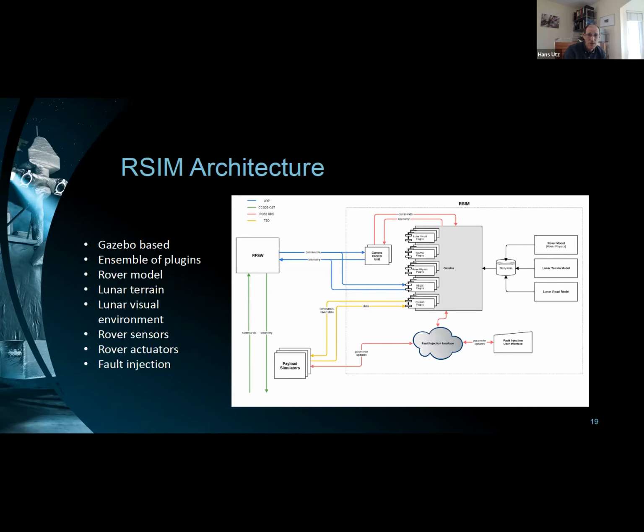We invested in a big simulation capability, which is based on the Gazebo simulator, which is a popular robotic simulator. Rover RSim is realized as an ensemble of plugins. So we modeled the rover, the lunar terrain, the lunar visual environment in great detail, high fidelity, as the simulation is also used for operations training and testing, and model all the rover sensors and actuators, and also provide means for fault injection, as a lot of our hardware faults are difficult to test with actual hardware, or the anticipated faults at least. Next slide.